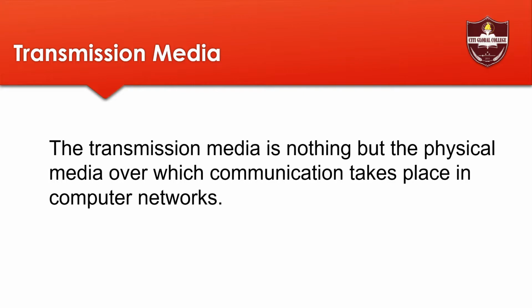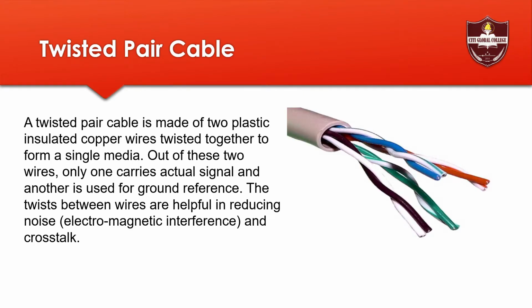So let's start from the oldest and still most common transmission medium, which is the twisted pair cable. A twisted pair cable is made of two plastic insulated copper wires twisted together to form a single media. Out of these two wires, only one carries actual signal and another is used for ground reference. The twists between wires are helpful in reducing noise, or electromagnetic interference and crosstalk.